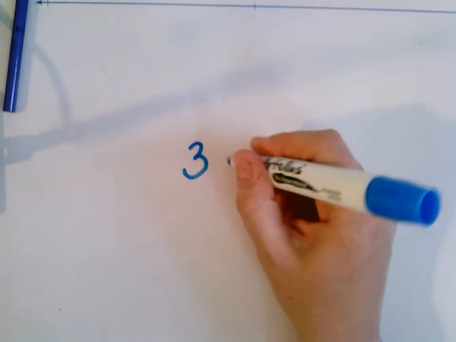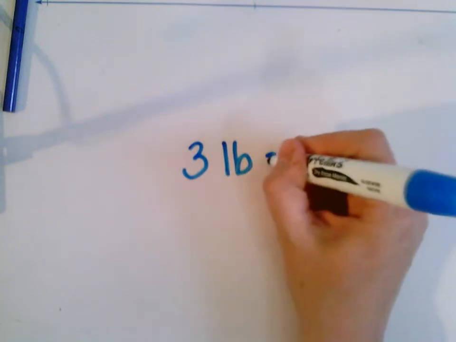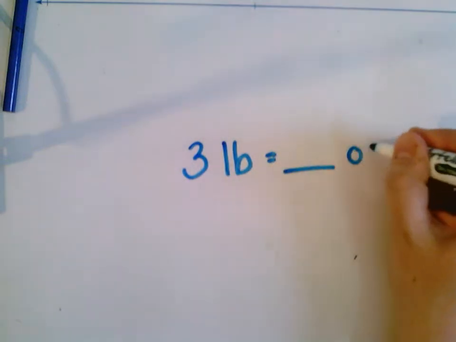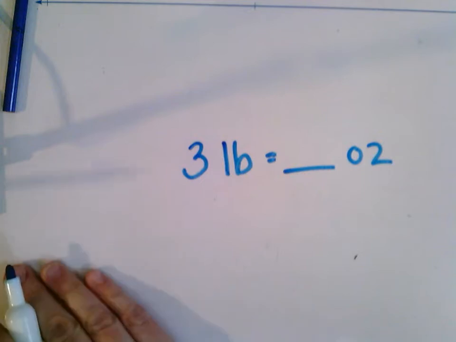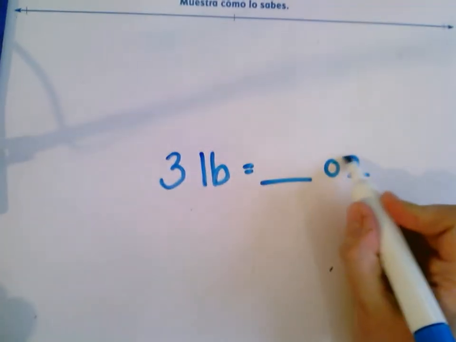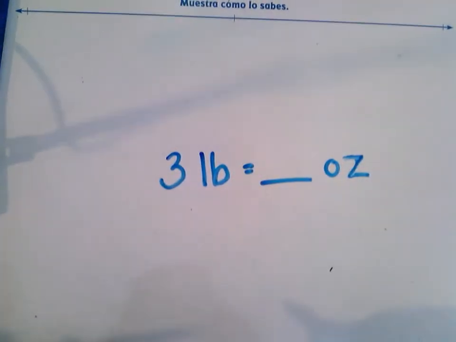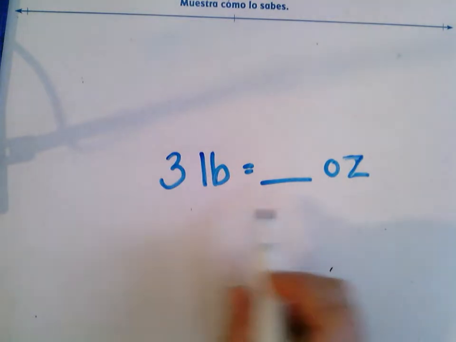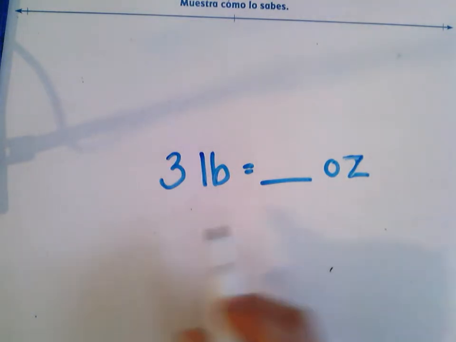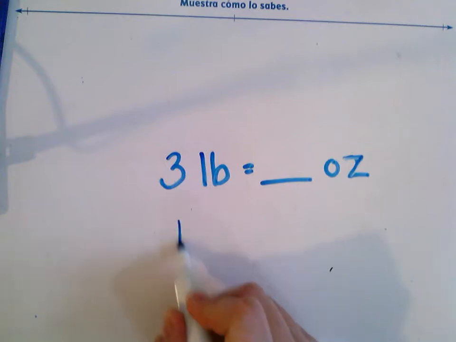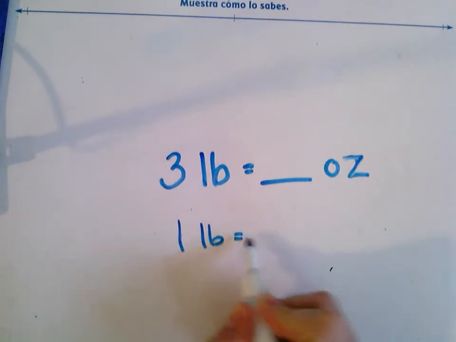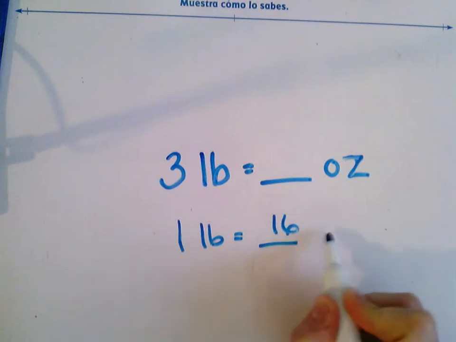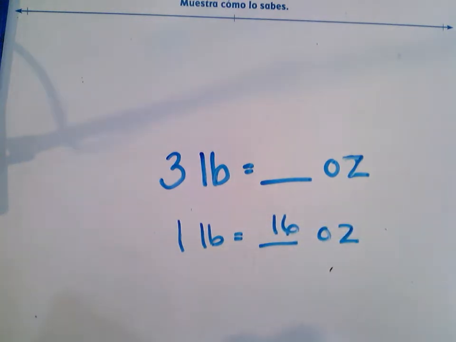So let's say I had something that was 3 pounds, and I wanted to know how many ounces it is. Okay, 3 pounds equals how many ounces? All right, so the first thing I want to do is think, how many ounces in 1 pound? 1 pound is 16 ounces.